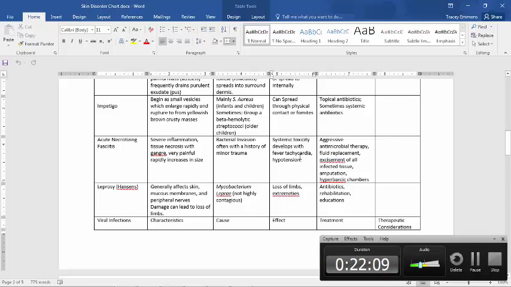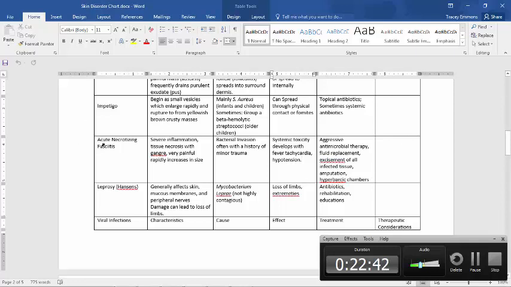For treatment of this, they usually have to be very aggressive with the antimicrobial treatment, replace the fluids, and excise the tissue, so that means remove the tissue. They're going to do it several times, and try to stay ahead of it, cut and remove, so it doesn't continue to spread. They may have to do amputation, remove the whole area, and hyperbaric chambers, which are high pressure chambers with high oxygen levels, have been shown to help.